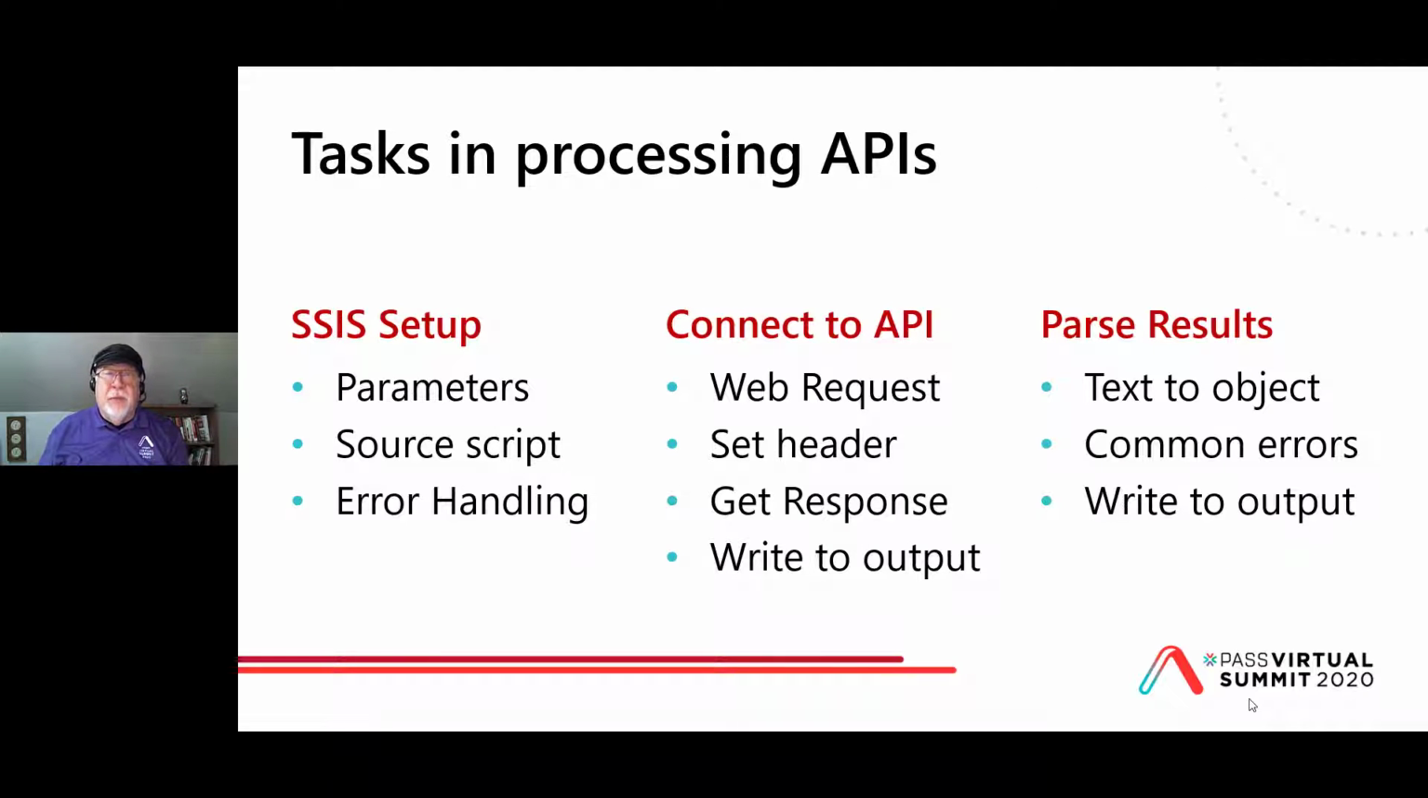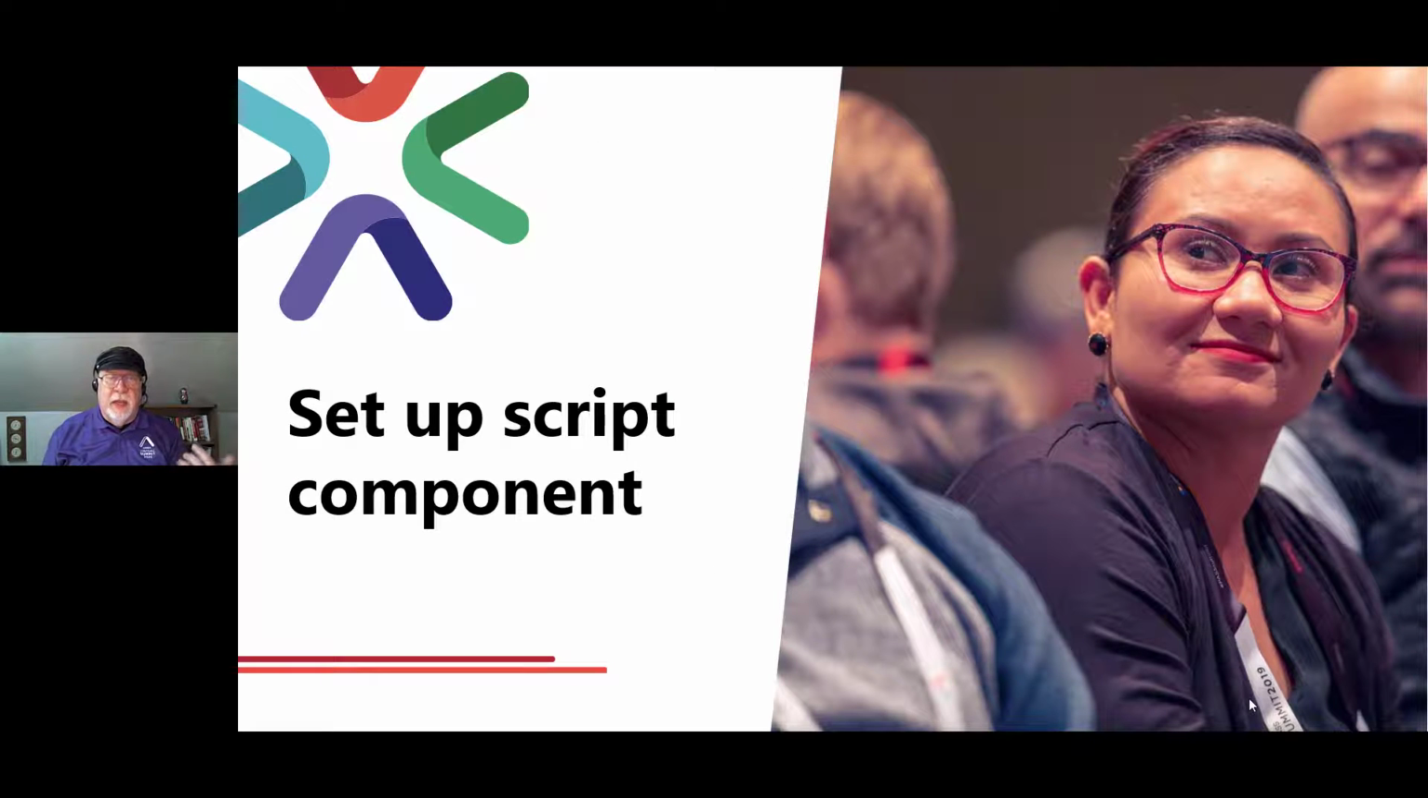Okay, so the tasks in processing the API, you're going to set up SSIS. And that's going to be anytime you're working with the SSIS script component. Then you're going to have to connect to the API, and we'll look at the different steps for that. And then finally, if you don't want to just dump it into a file, you're going to have to parse the results. Okay, so let's look at setting up the script component.